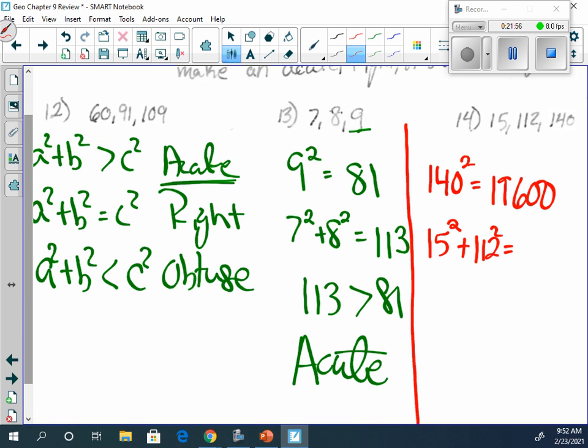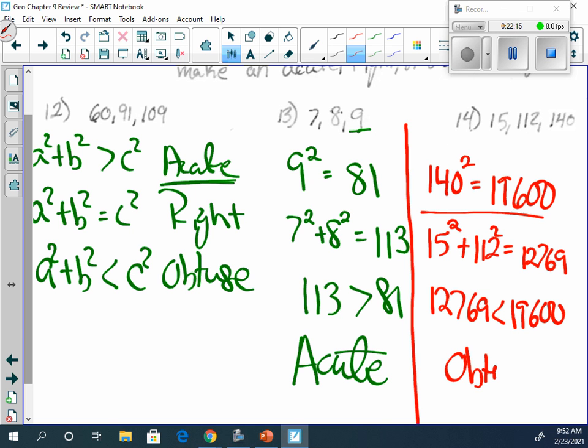Now we can do 15 squared plus 112 squared. And if we type this in, we'll get 12,769. Well, 12,769 is less than 19,600. So the value of c squared is bigger than a squared plus b squared. So this triangle here would be obtuse. This would be an obtuse triangle because a squared plus b squared is less than c squared.